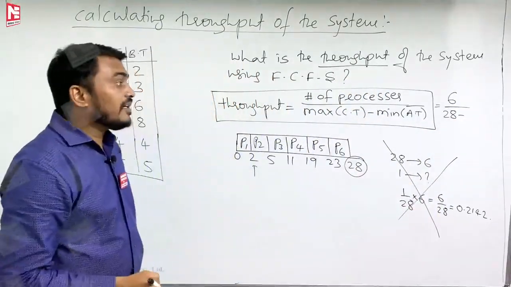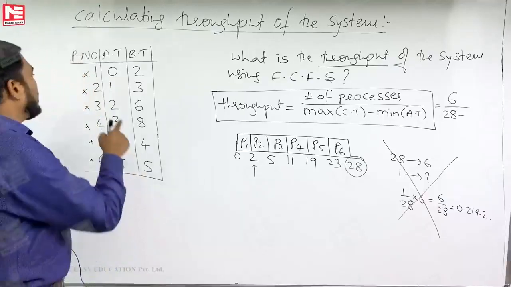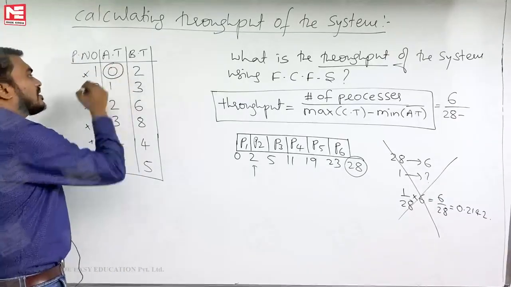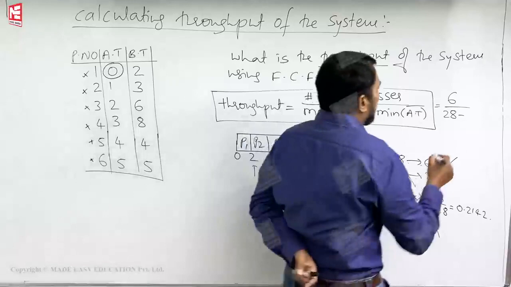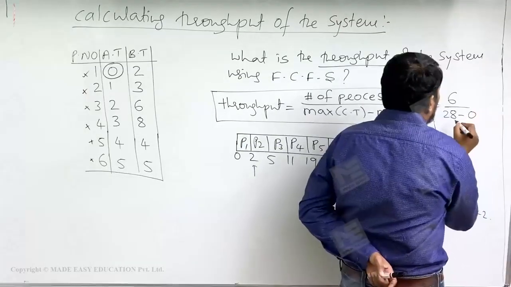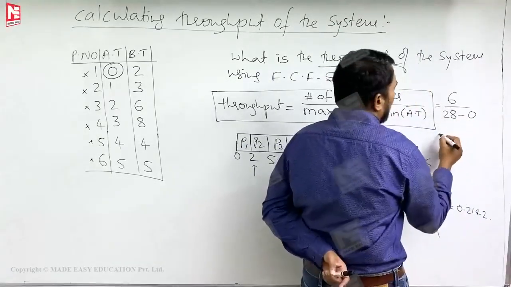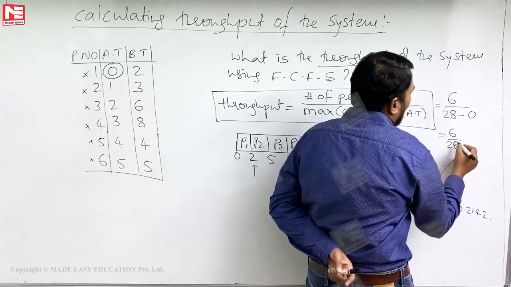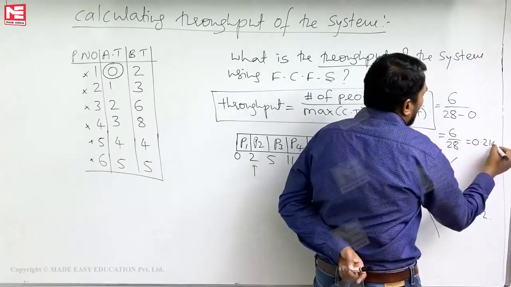Minimum of arrival time. What is the minimum in arrival time? Look, what is the minimum arrival time? 0. So the minimum arrival time is 0. So that is 6 divided by 28 minus 0. That is 6 by 28. So that is the same 0.2142.